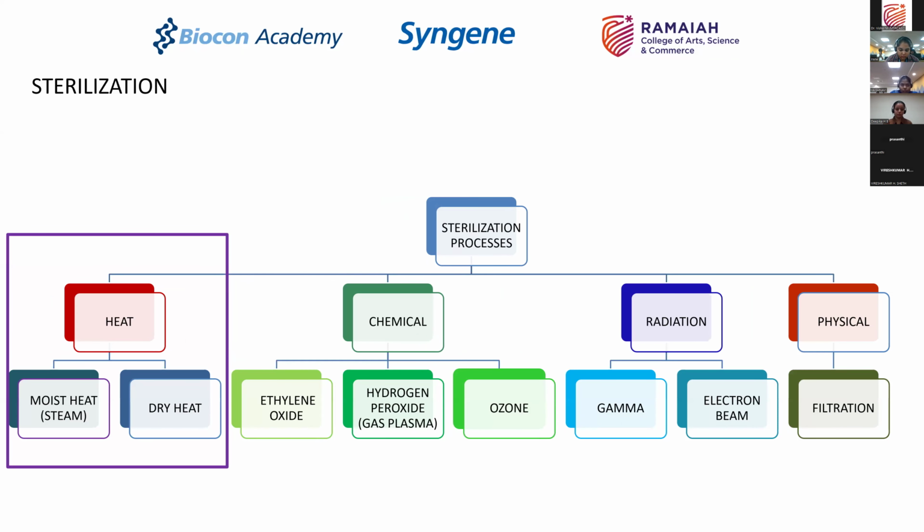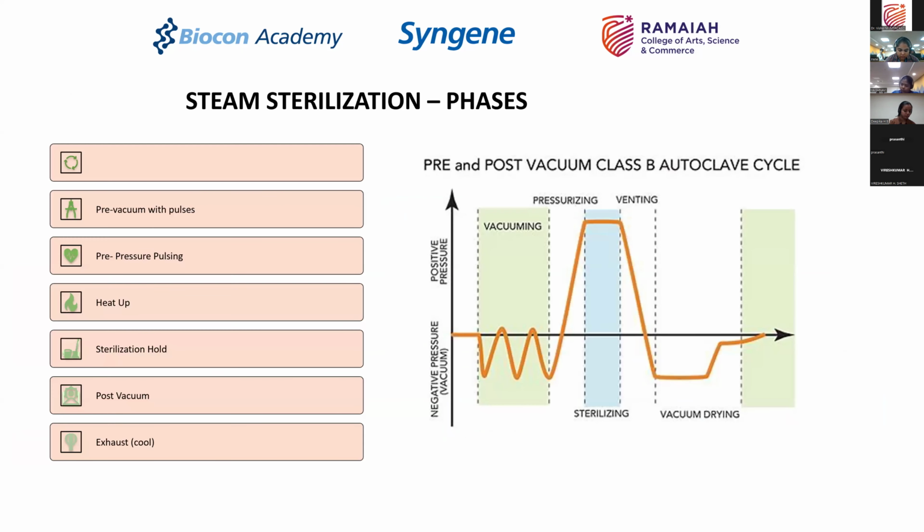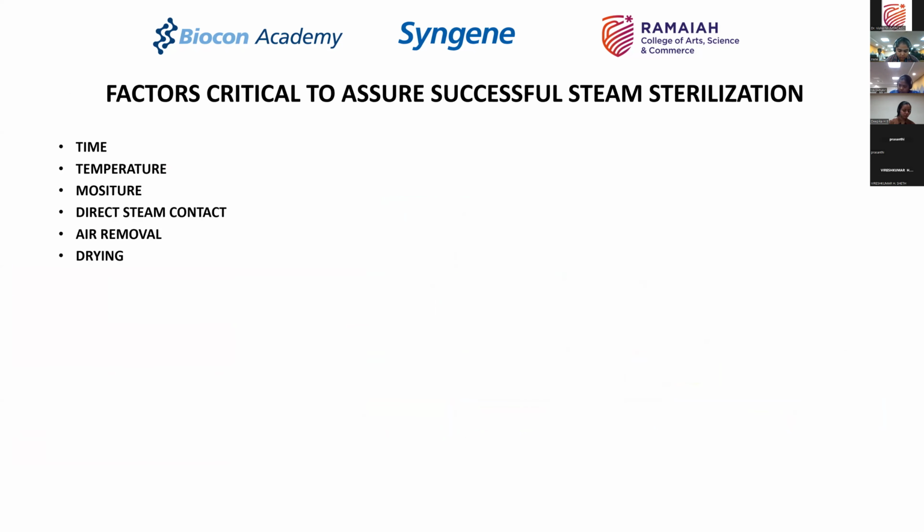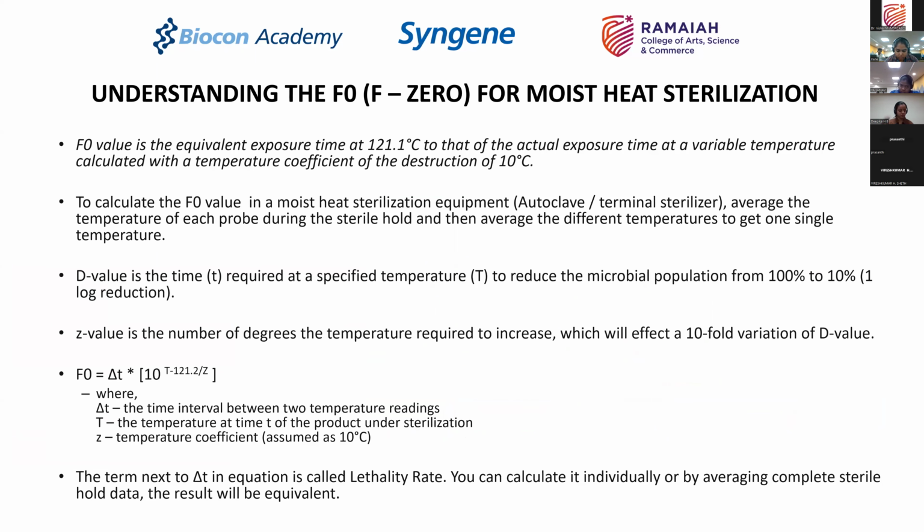We're still talking about the moist heat sterilization principles. We have seen the different phases of sterilization, and I'm not going to go through them again. These are the 6 factors which are critical for a successful steam sterilization: time, temperature, moisture, direct steam contact, air removal, and drying, which is important. So we are now going to get into what is an F0 value, what is a D value, what is a Z value, how do we compute them, and what is the importance of that.